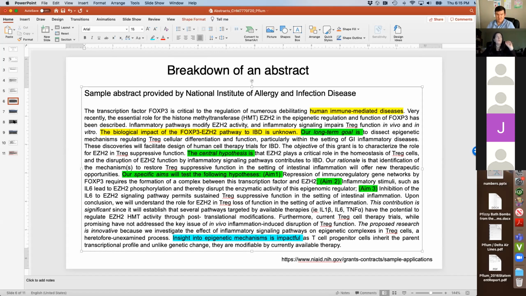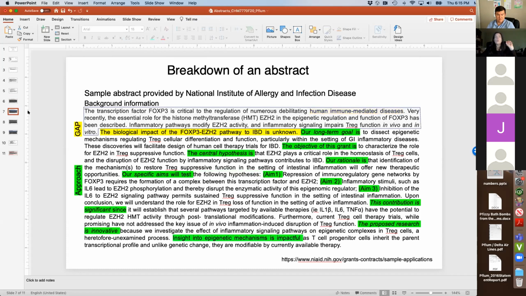How about we do one more? And by the way, I should finish up here. So what I did, and I will post this in our class module for today, is I actually went through and did the same thing. I outlined the background information, the gap, and then I emphasized a few things in the approach.